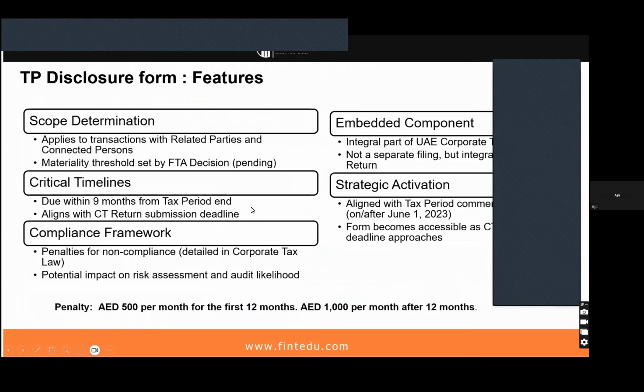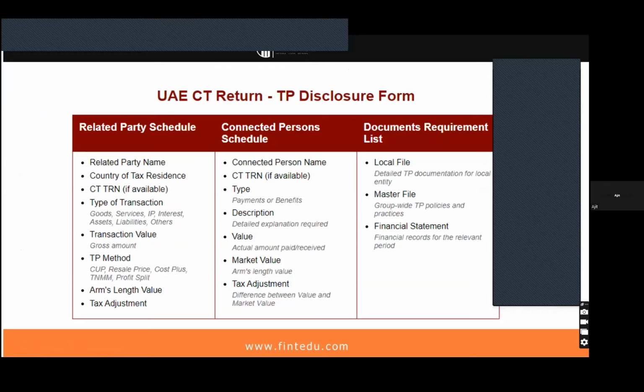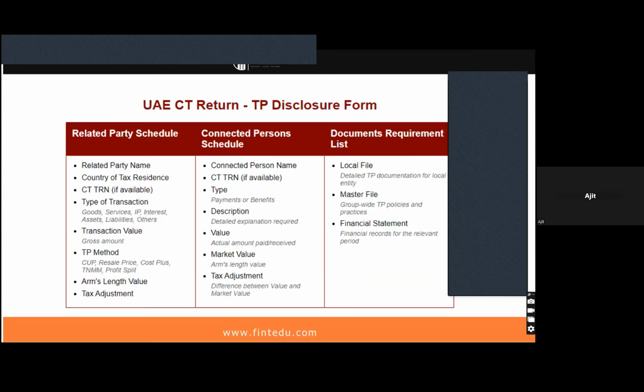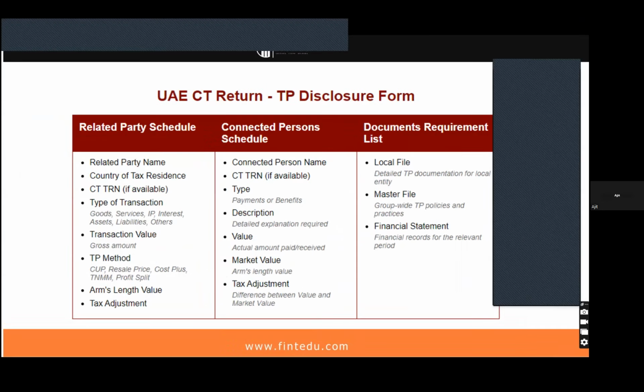So what we were talking about is the disclosure form, and there are three sections. The related party schedule is about Article 35, connected person is Article 36, and then there are documentation requirements. We'll talk about each of these schedules and related issues, but broadly, if you see this related party schedule, like any other country's TP disclosure form, we have related party name, country, tax registration number, type of transactions, transaction value, TP method, the arm's length value, and the tax adjustment.